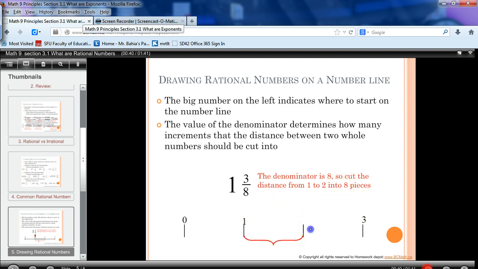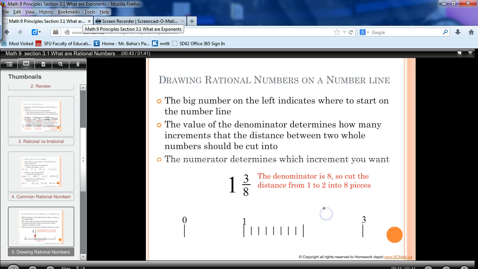Check this out down here. Boom, boom, boom, boom. 8 pieces. And the number on top tells you how many spots we're going to go up. So it should be 1, and these are cut into 8ths. So it should be 1 and 1, 2, 3 8ths should be right there. Let's see if we're right. The numerator tells you which chunk to go up by. So it's going to be 1 and right there, 1 and 3/8. That's where 1 and 3/8 would be on the number line.